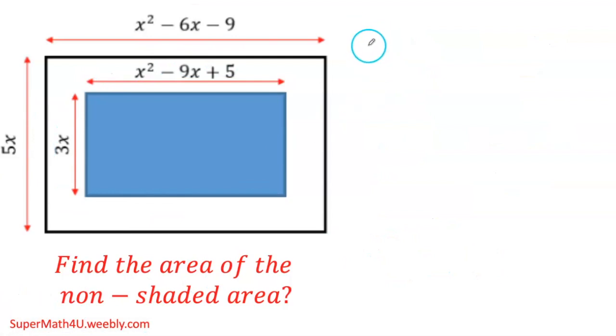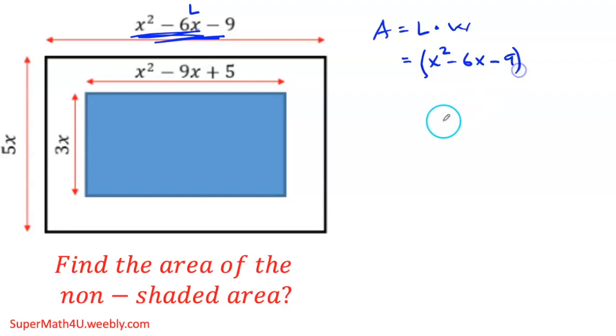Let's find the outside first. The area on the outside is going to be length times width. I'm going to call this the length, and I'm doing the outside. So my length is x squared minus 6x minus 9 times the width, and the width on the outside is this 5x, and I'm multiplying those two. Okay, so now today's topic is multiplying polynomials. How do I multiply two polynomials?